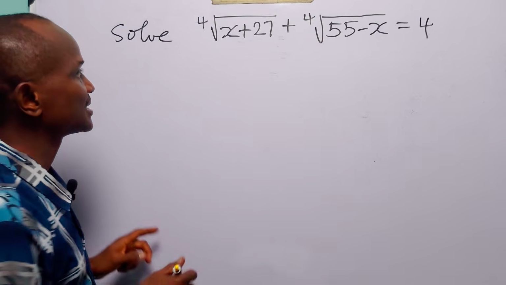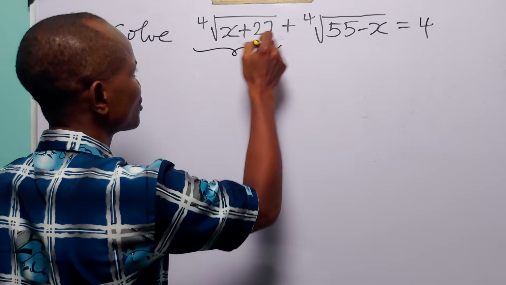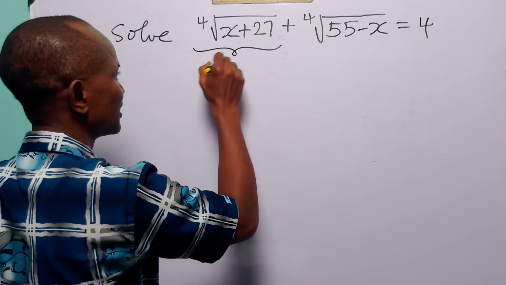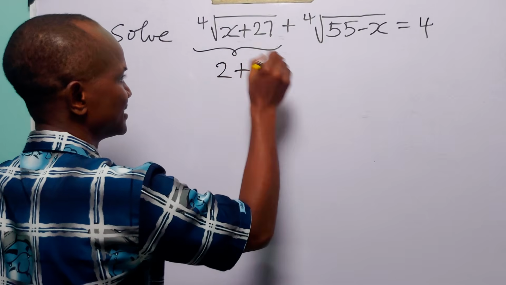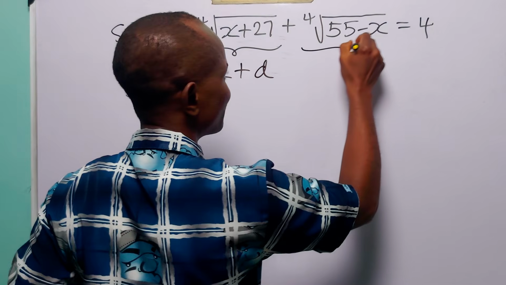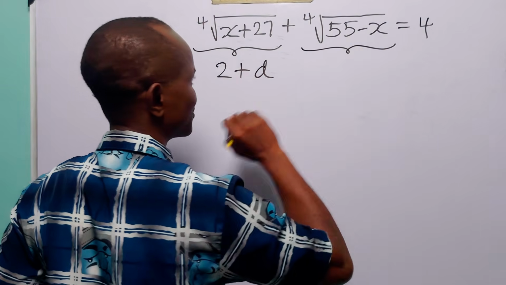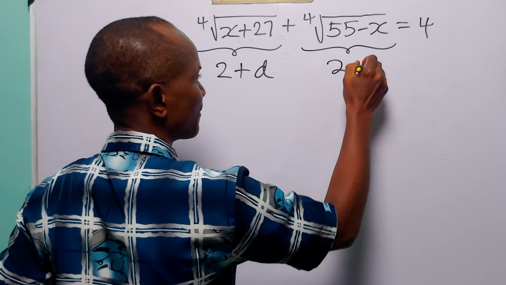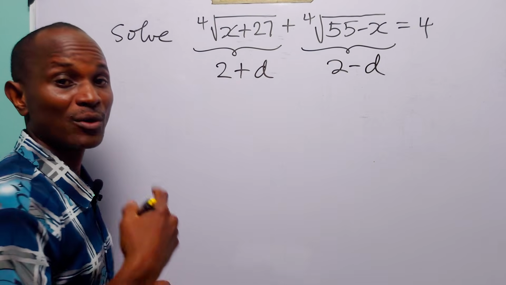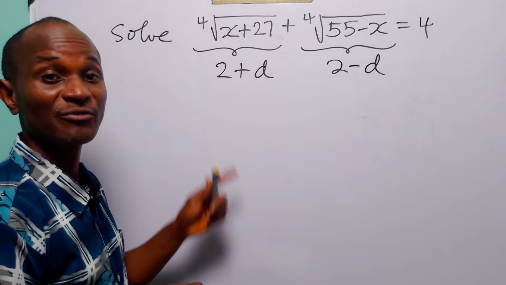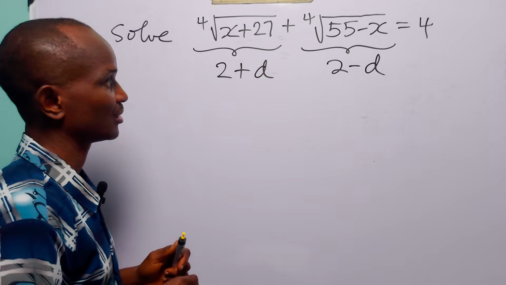What we are going to do is replace the fourth root of x plus 27 with 2 plus d. And we will replace the fourth root of 55 minus x with 2 minus d. Now, there are a few things to notice before applying this substitution.